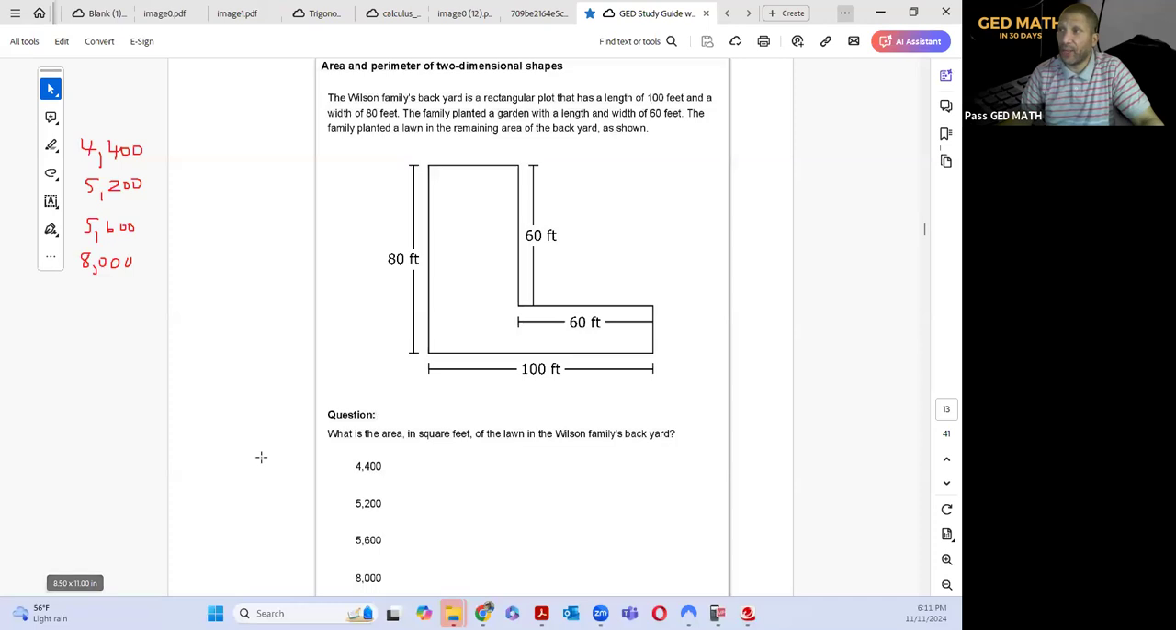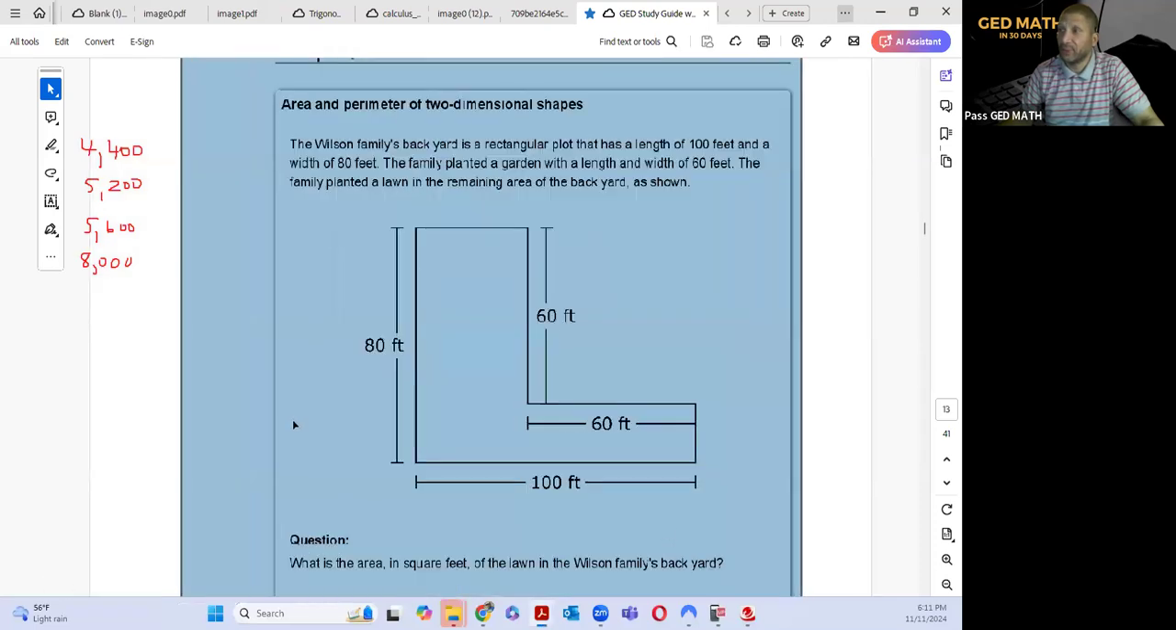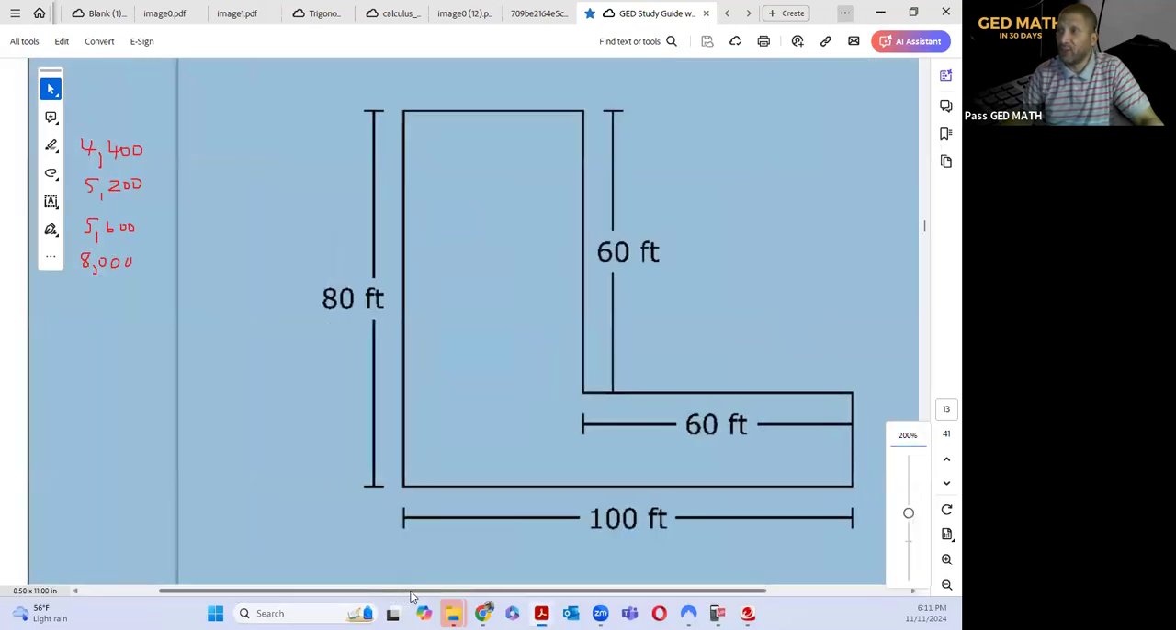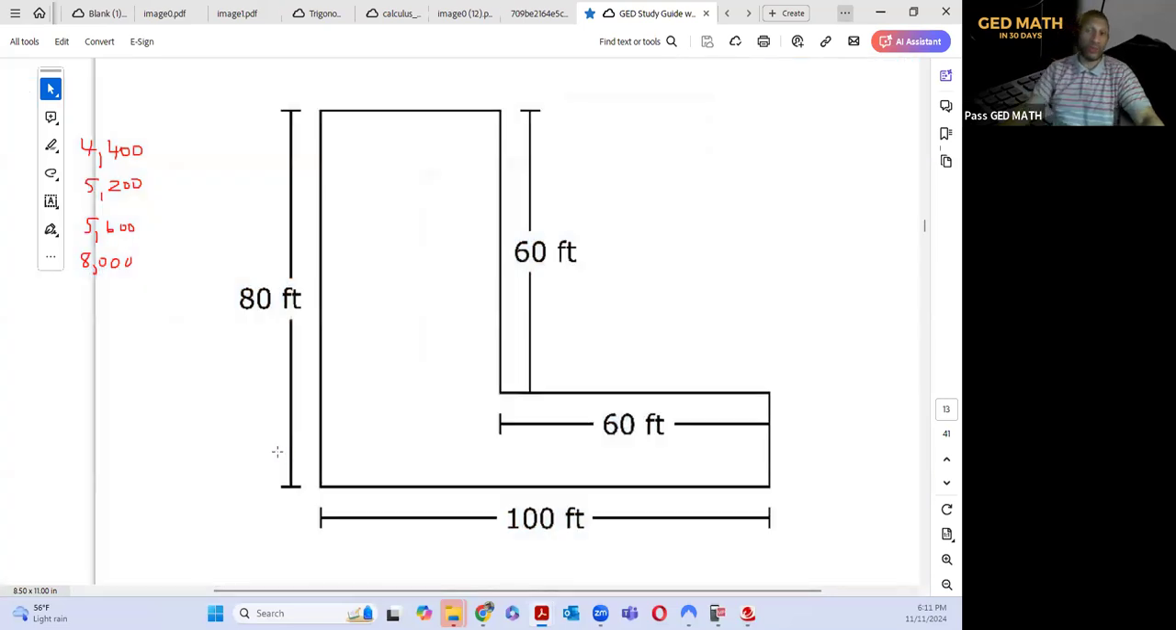So let me ask you a question. How do you think you would do this problem? If you got this problem on the GED, one of the things I want to let you know is that the GED Ready exams are past questions from previous exams. So when you take the GED Ready exam, you are answering questions that were on a previous test. How would I find the area of this shape? Do you have any idea?